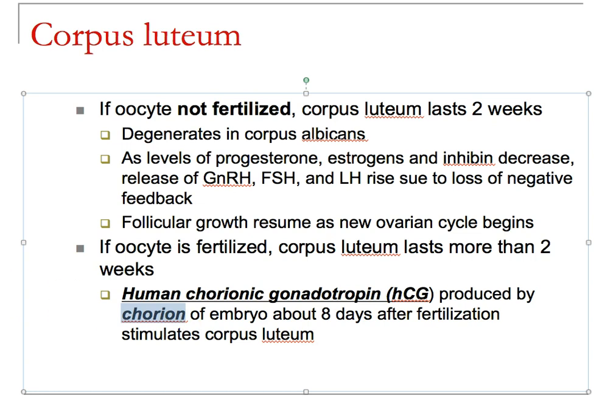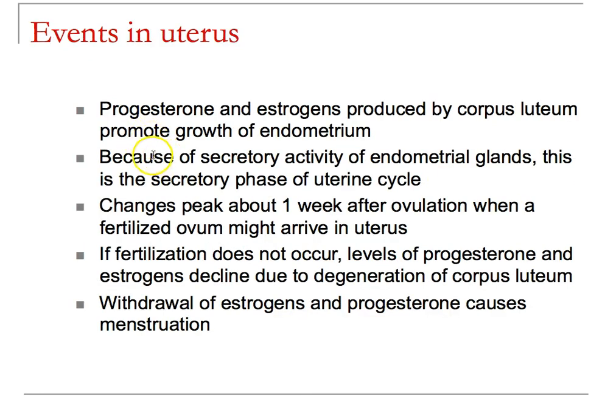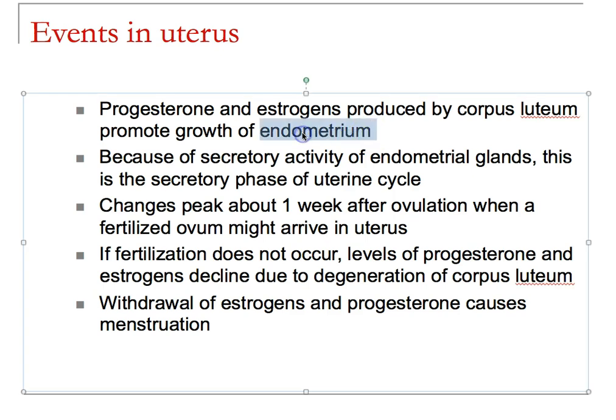So let's wrap this up. Because if this is what's happening at the corpus luteum, we know we're still inside the ovary. What happens inside the uterus? The progesterone and estrogens produced by the corpus luteum promote the growth of the endometrium, which means they drive epithelial cell growth into the lumen of the uterus. Because of the secretory activity of the endometrial glands, it's the secretory phase of the uterine cycle. Notice what I'm doing here. I'm telling you that there are these unique cycles you want to pay attention to.